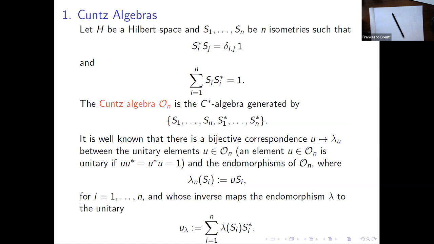So this is the Cuntz algebra, and it's well known that there is a bijective correspondence between the unitary elements of the algebra, so elements whose star is the inverse, and endomorphisms of On. And this is very simple. If you have U, you just multiply on the left by U, and that's going to be your endomorphism. And the inverse map, if you have a lambda, you construct this element, the sum for i from one up to n of lambda(Si) Si star, and you can check with these relations that that's going to be a unitary element.